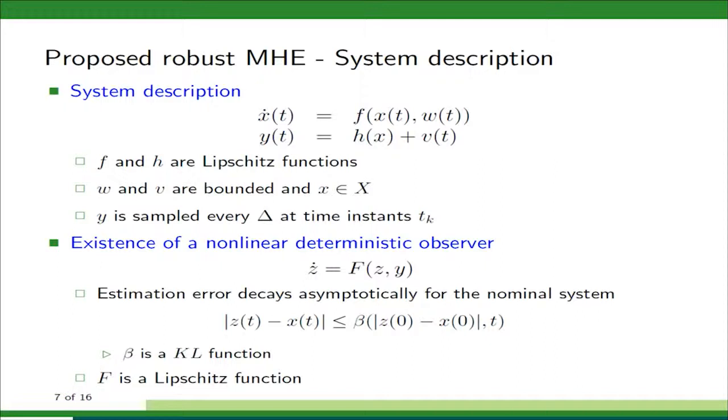We consider nonlinear systems that can be described by these equations. I showed them before. And the basic assumption is that F and H are locally Lipschitz. And also, we have bounded process disturbance and measurement noise. And we assume the measurement Y is sampled every sampling time, delta.